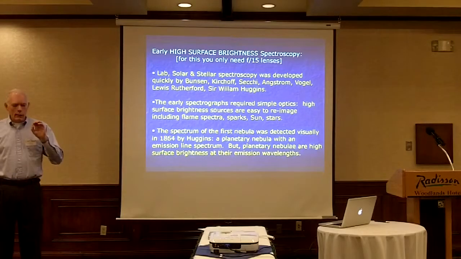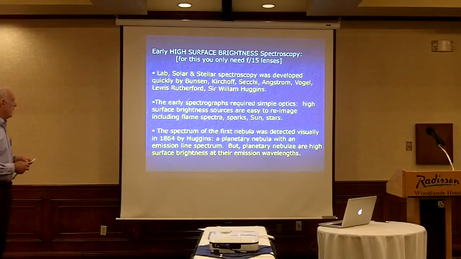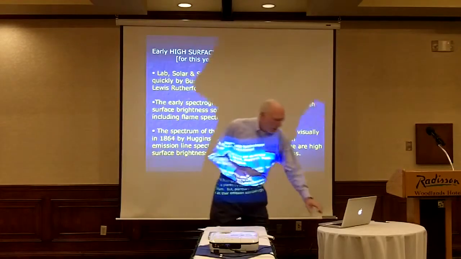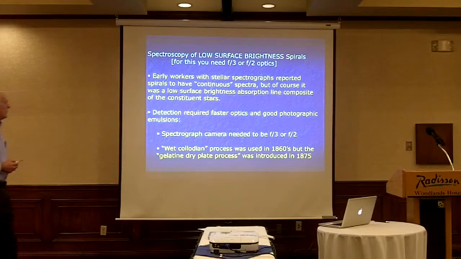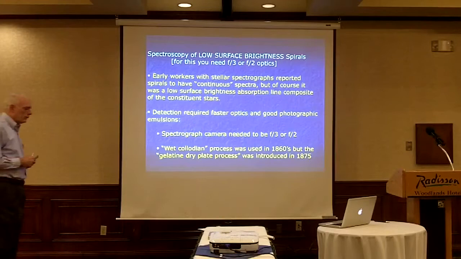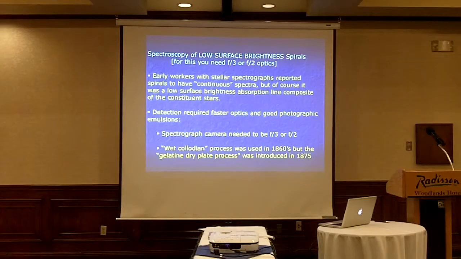They give out their light at a specific wavelength, and when you're looking at it with a spectroscope, visually you can see that wavelength. You can see those specific emission lines. Now, those early workers who used those long focal length spectrographs saw the spectra of what was called spirals at the time. Of course, it was elliptical and spiral galaxies, and they called them continuous because they could not resolve the subtle absorption lines that were made by the constituent stars.